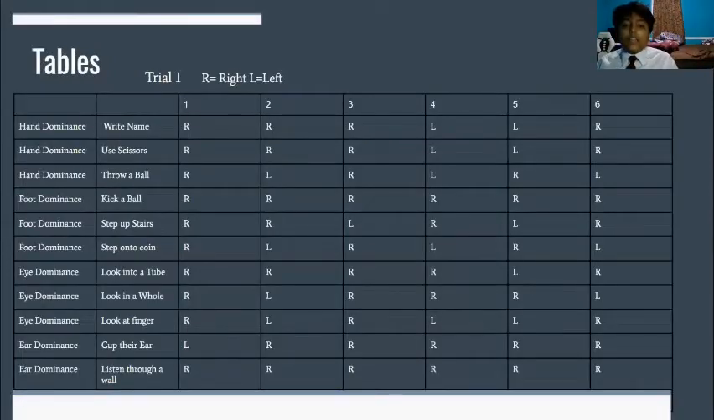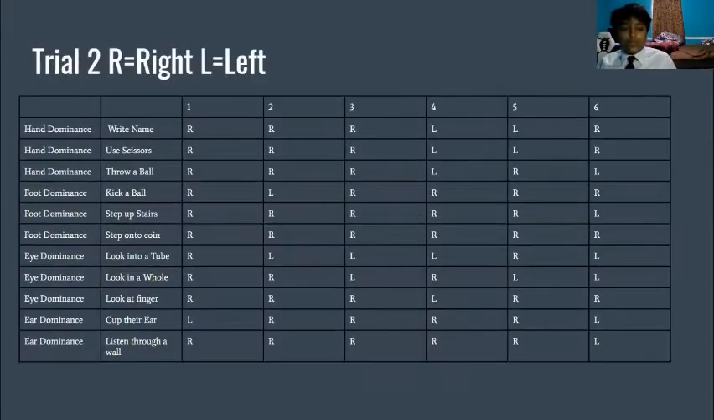These are my tables that I used to record my results. Throughout my experiment, this table is what I used to record. R equals right and L equals left. Again, R equals right and L equals left. This table was used for my second trial.